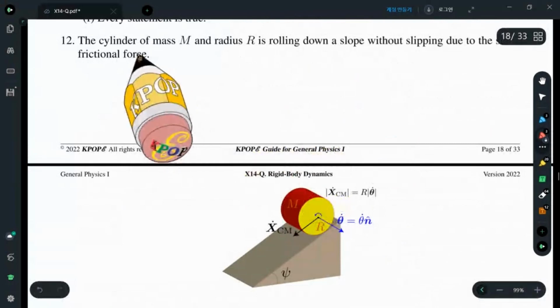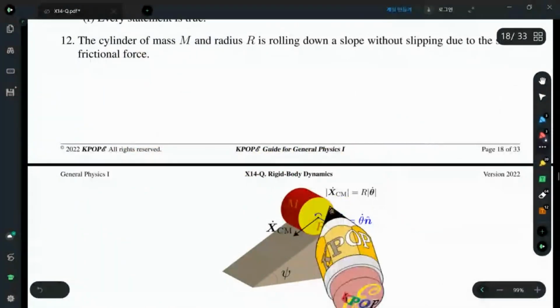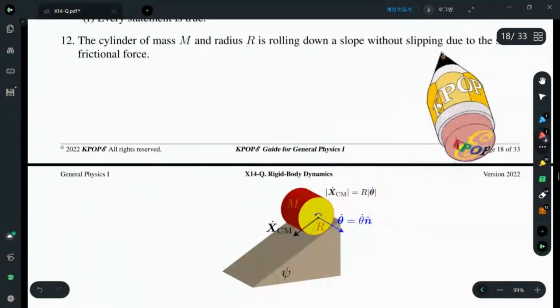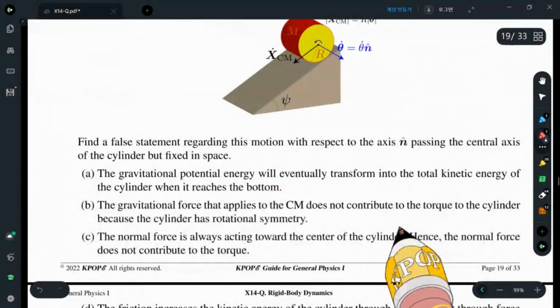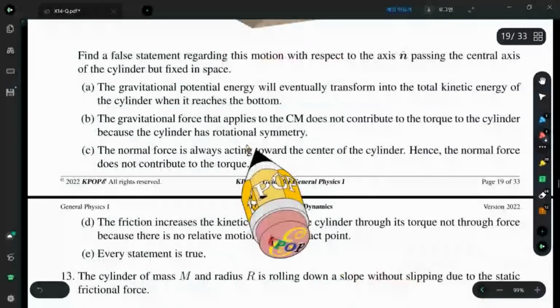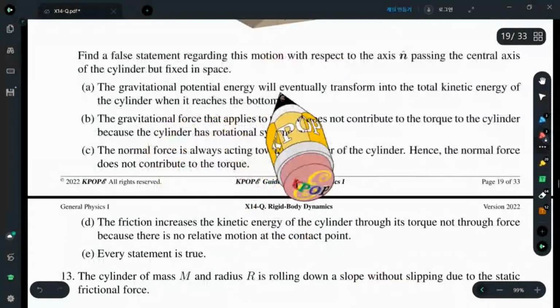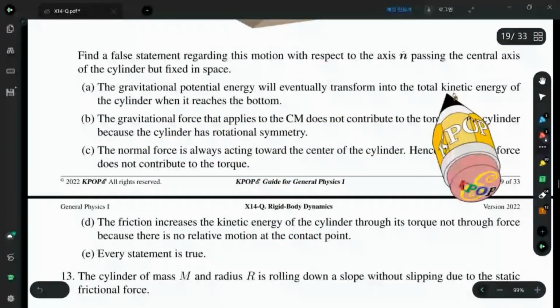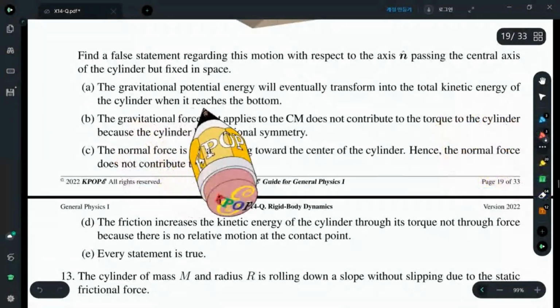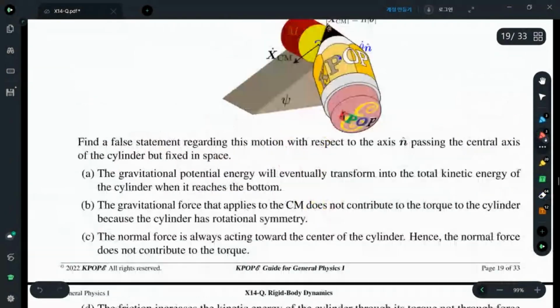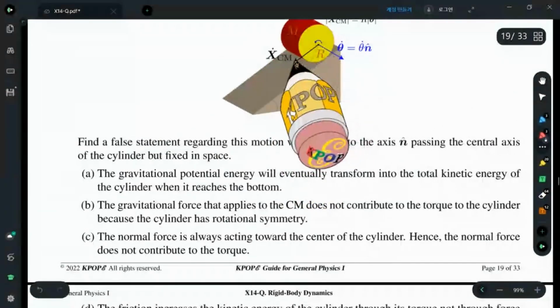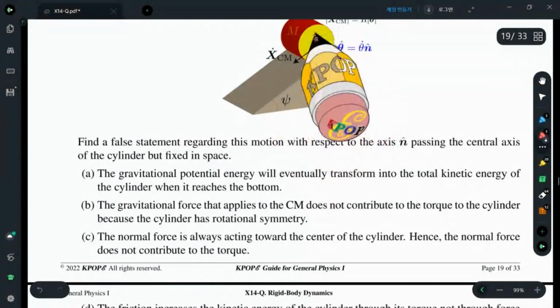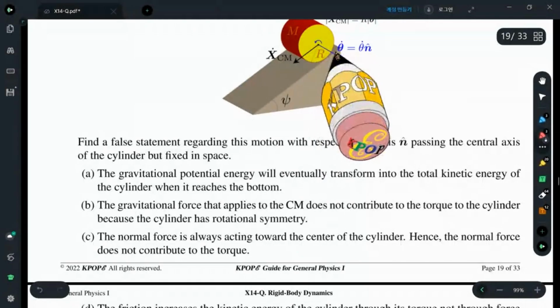12. Now the cylinder is rolling down a slope without slipping. Okay, let's see. Gravitational potential energy will eventually transform into the total kinetic energy of the cylinder when it reaches the bottom. As it rolls down, the speed of the center of mass increases and the angular velocity also increases.